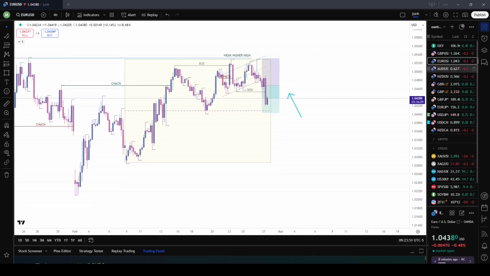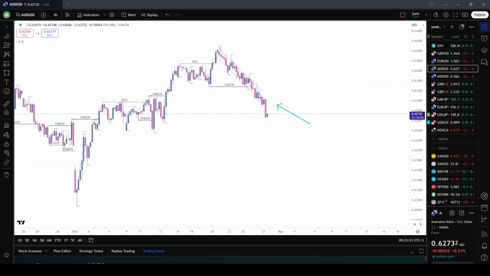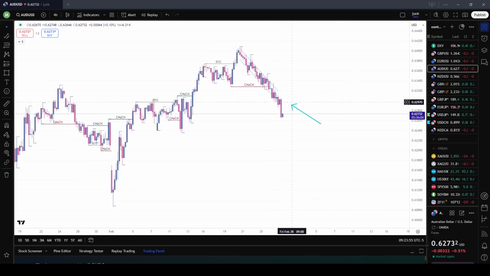Any of these dollar pairs, AUD USD, and this is still in a current what I described as a bear flag, but it continues to push down. A bull flag, expecting it to pull back up and take out the liquidity above the channel, but it hasn't done that yet.